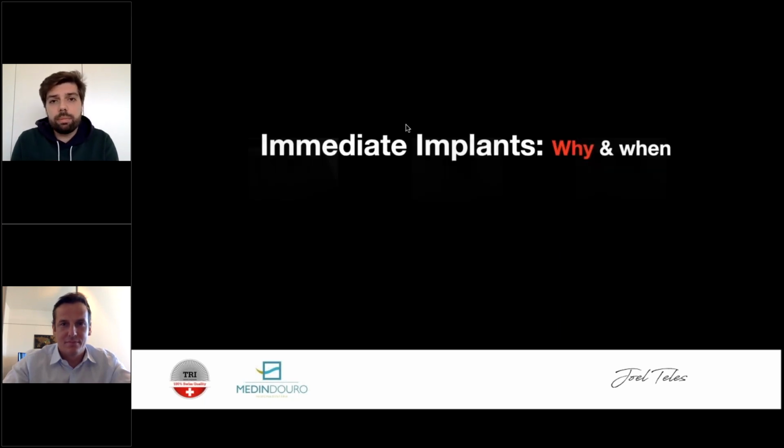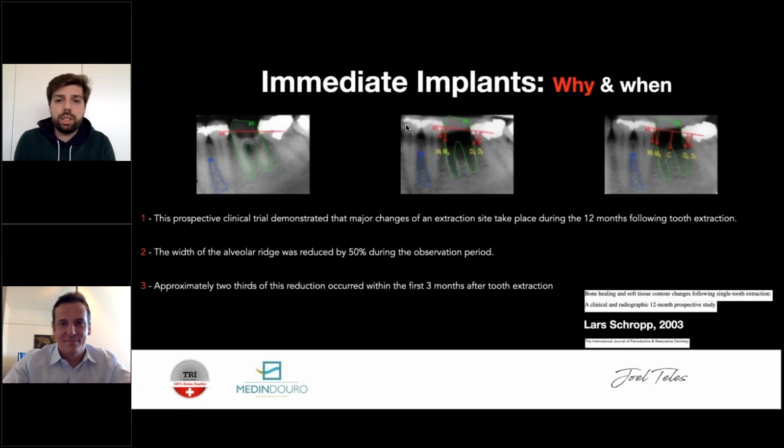So for that, I'll bring you 2 articles. The first one is from Lasse Araújo in 2003, and it shows you what happens once you extract a tooth. It's a prospective clinical trial, and when you extract a tooth, in the 12 following months, major changes occur in the site of the extraction that we all know. It proved that the width of your alveolar ridge was going to reduce by 50% during that time, and that 2/3 of these major changes occurred in the first 3 months. So it's an early process.